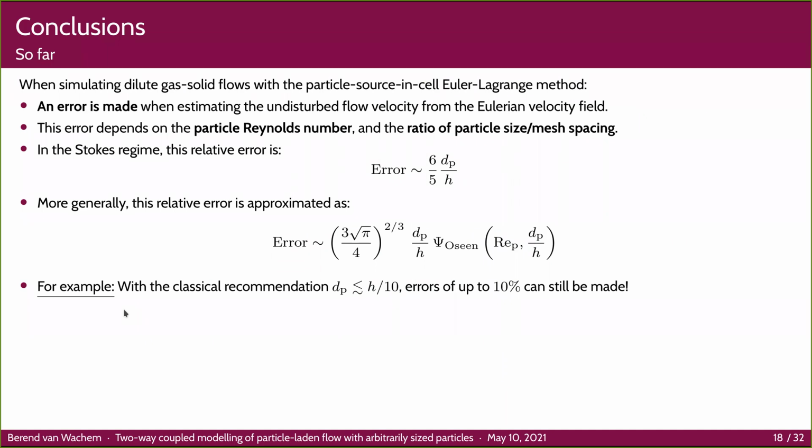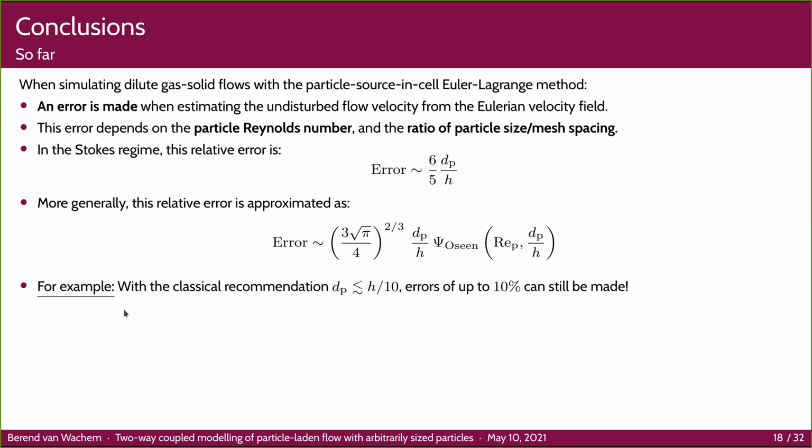So far, this concludes part one of my talk. If we simulate gas-solid flows with the standard Euler-Lagrange method, we make an error because we estimate the undisturbed flow velocity from the actual resolved velocity field, which contains the disturbance of the particle. I've shown that this error depends on the particle Reynolds number and on the ratio of the particle size to the mesh spacing, this dp hat.